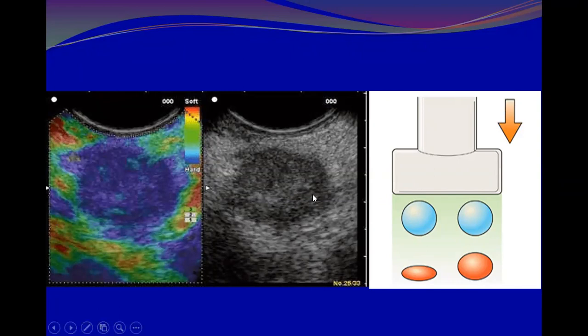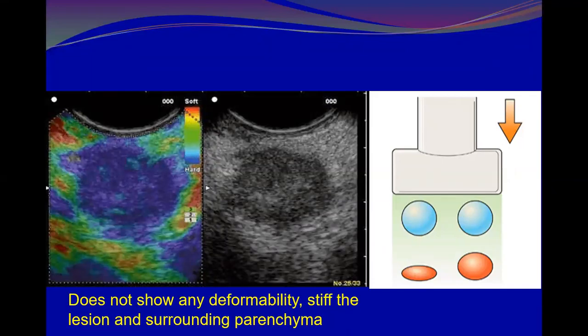Yes. The lesion, not only the lesion but also the surrounding parenchyma, because the lesion on the elastography image is larger than on the gray mode image. Yes. Okay. That is why the lesion is complete. The whole lesion is hard as well as the surrounding parenchyma. So this is scale, the maximum stiffness. It will be grade or scale five. Scale five. You see? It does not show any deformability, it is a stiff lesion as well as the surrounding parenchyma.